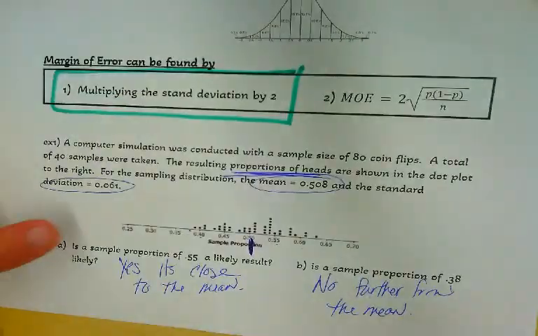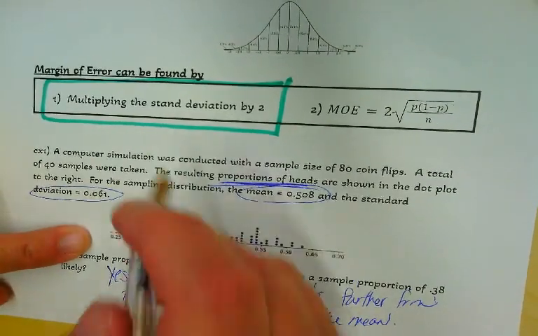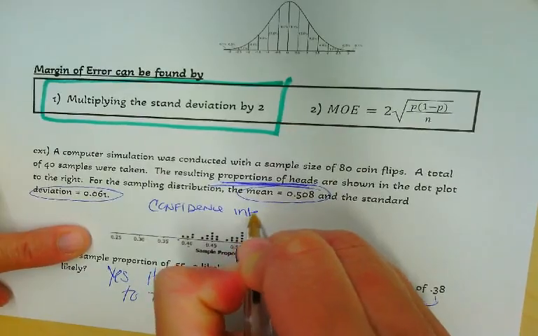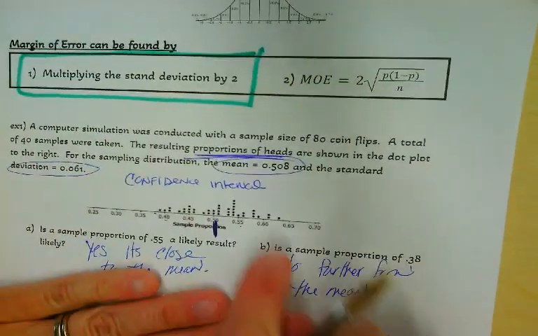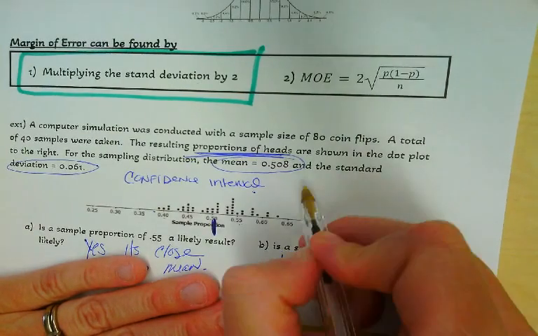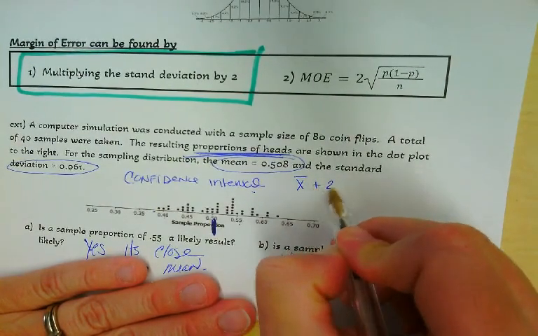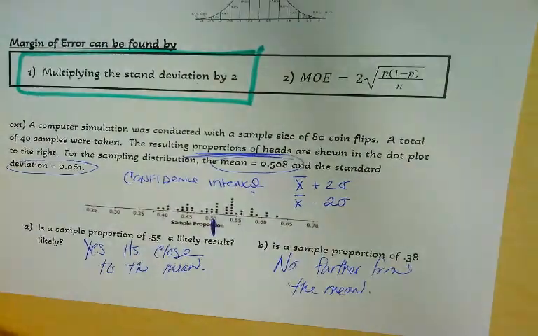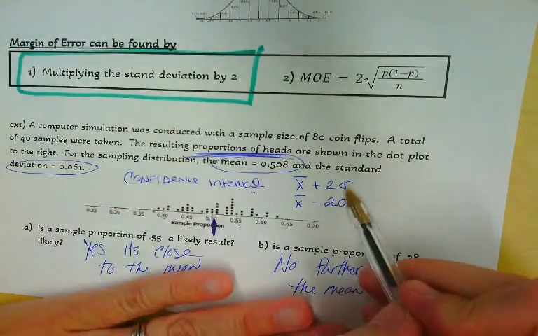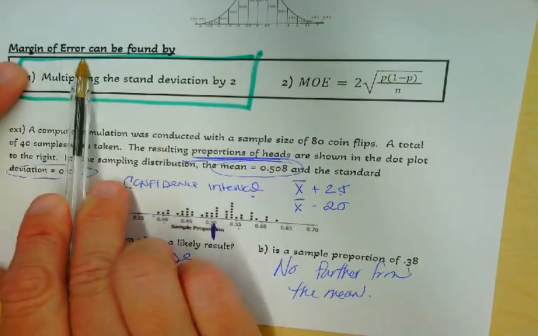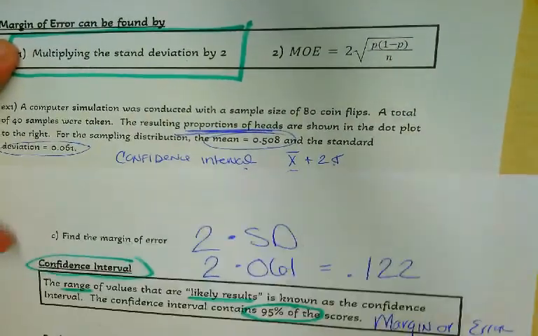Okay, so here's how we find it. I'm going to go back to this example, and I'm going to write my confidence interval. So flip back here. The confidence interval is 95% of the data. That means you take your mean plus 2 standard deviations and your mean minus 2 standard deviations. We literally did that on day 1. We added 2 standard deviations and we subtracted it. Now, 2 standard deviations has another name, called the margin of error. And we already found that number in part C here.